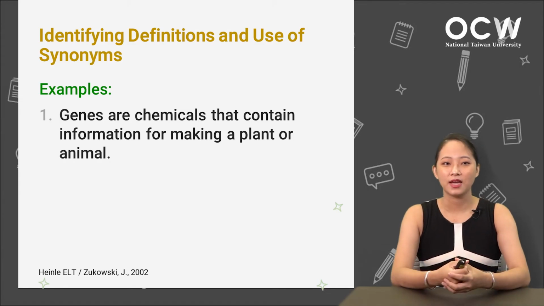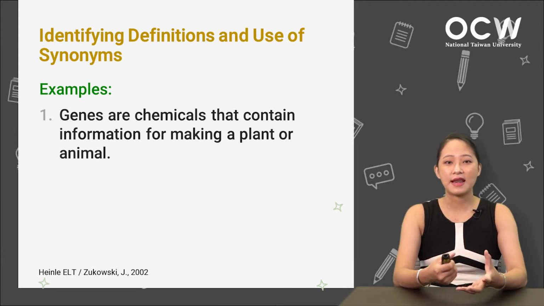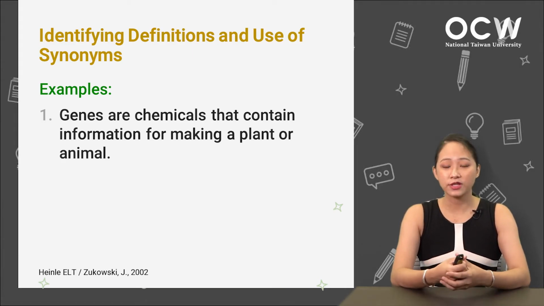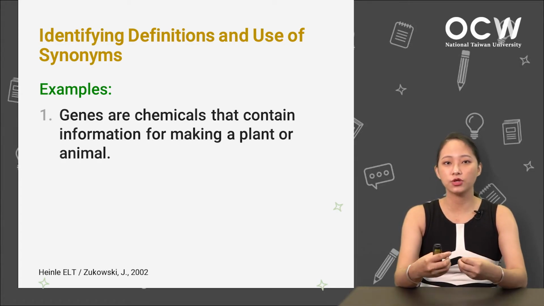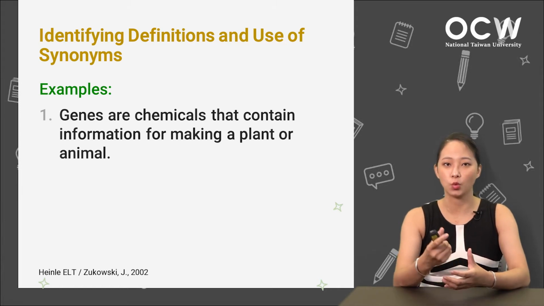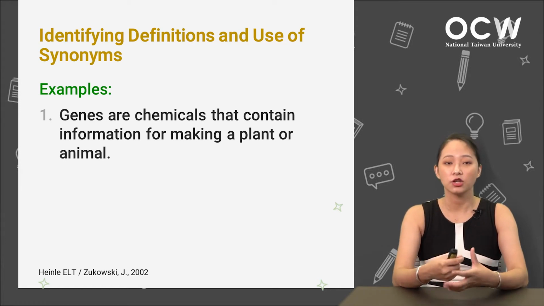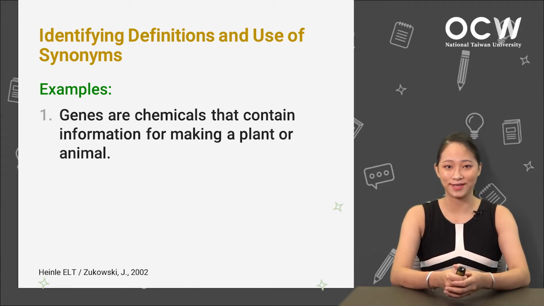Let's look at an example. Genes are chemicals that contain information for making a plant or animal. Now, the word gene, perhaps the author worries that you do not understand. And so they use the word chemical, using this noun clause to further explain to you what the word gene means and what it defines. So essentially, they're letting you know exactly what gene is through the use of further explanation. And we can also see from this example that they're using an adjective clause, that contains information for making a plant or animal. So again, further explaining and supporting what the word gene means.